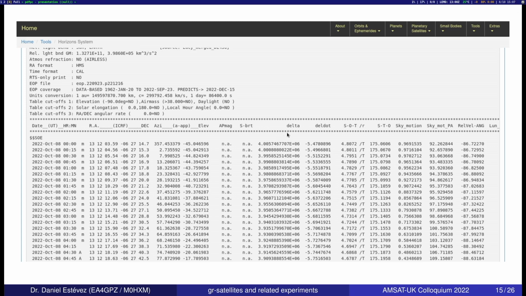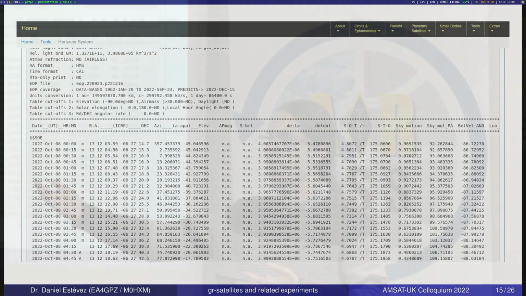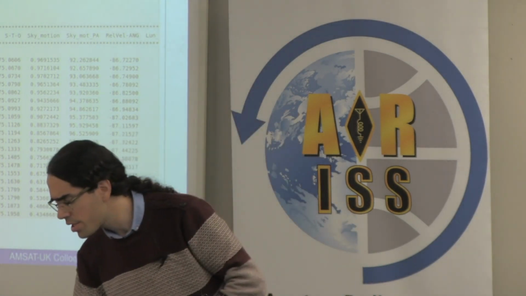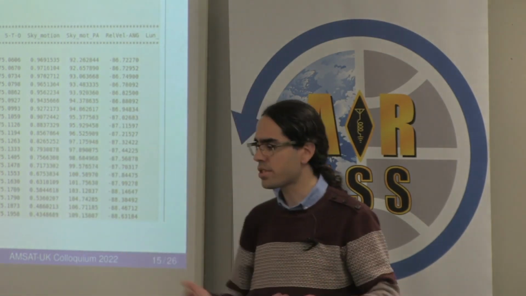And some other data we have, the delta means the distance in kilometers. So this is about 4 million kilometers. 4 million kilometers is not that much. The moon is 400,000 kilometers, so this is 10 times as much distance as the moon. And you can see it's decreasing, right? And this del dot is the velocity, so minus 5 kilometers per second. It means the spacecraft is approaching the Earth. You can actually use this to compute Doppler, so the spacecraft Doppler.